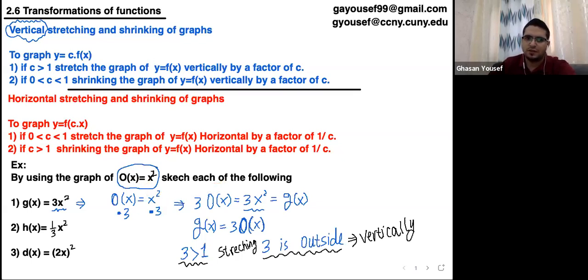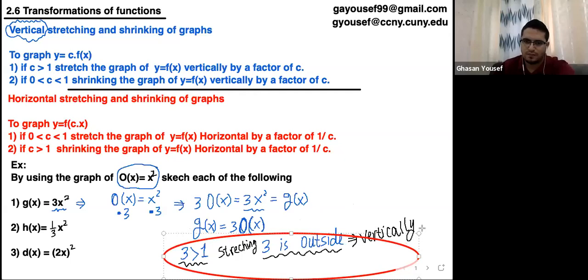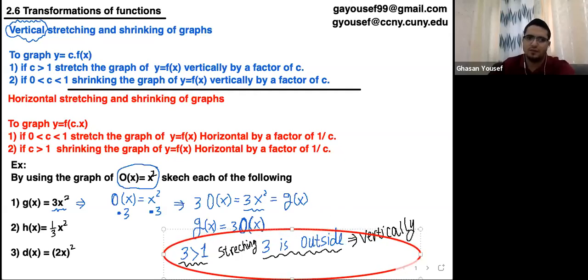In general, if you need to know what you should do, you have to write this. This is very important. By this, you will not get confused when graphing a function like this. This is very important. It will help you to graph the function: whether the c is outside or inside.